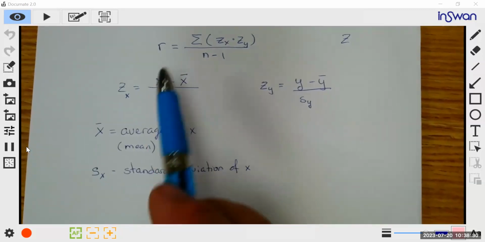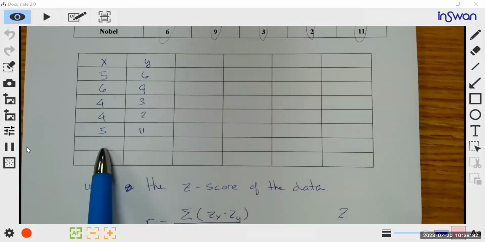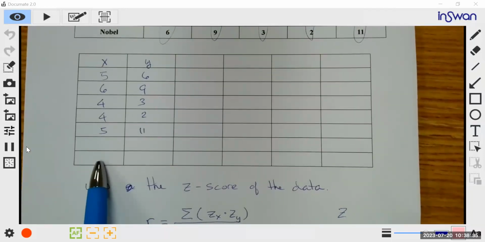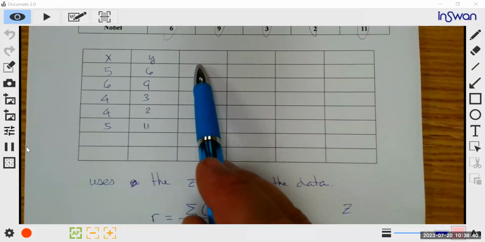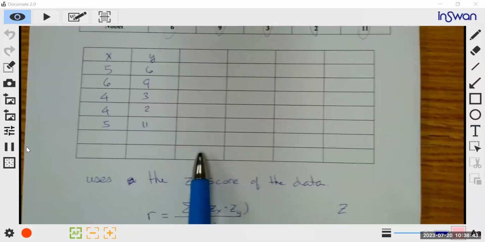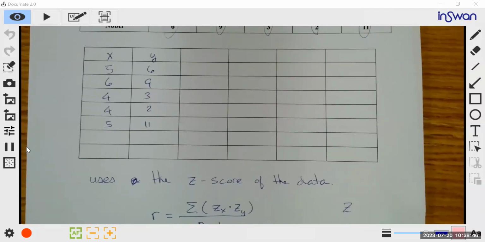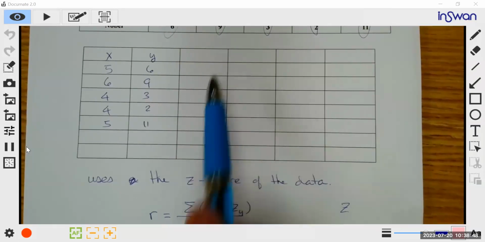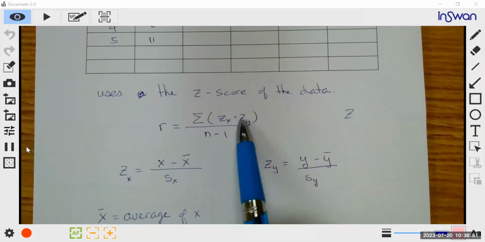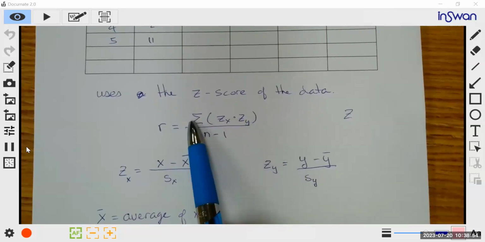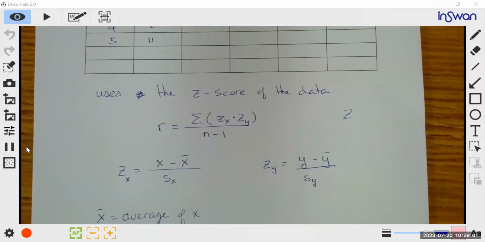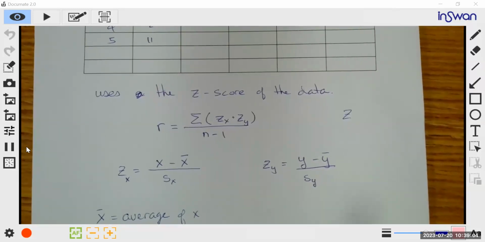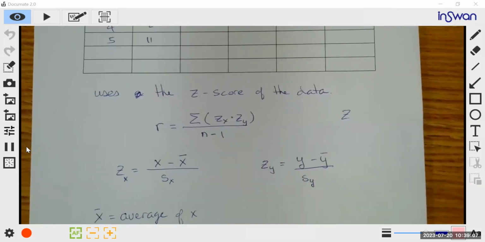So what we would do is find the summation of this, then find the average, find the summation of this, find the average, plug them into our formula, find the standard deviation of X and Y, and find the z-scores. Once we find the z-scores, we multiply them together, then add them up, and divide by n-1. The reason we use n-1 is because it removes any anomalies in the data. That's how we get rid of that one anomaly type thing.